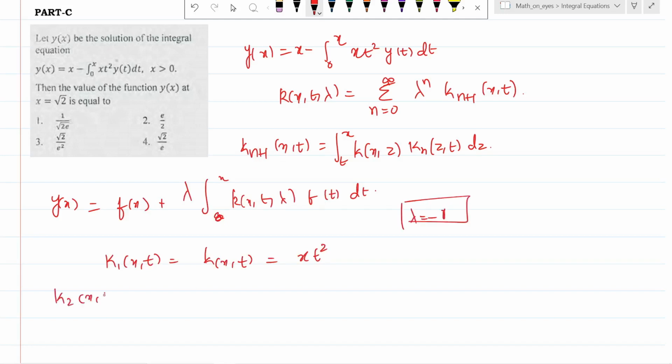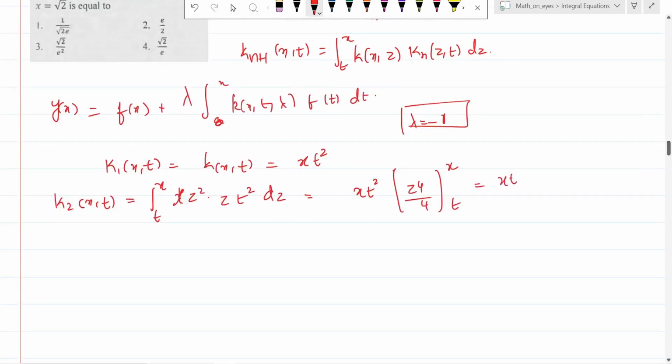K2 of x comma t is equal to integral t to x K of x comma z, that is x z squared into z t squared into dz, which is equal to x t squared can be taken outside, z cube, integration of z cube is z power 4 divided by 4, lower limit is t and upper is x. So we get it as x t squared into x power 4 minus t power 4 divided by 4. This is what our K2 of x comma t is. And then we solve for K3 of x comma t.